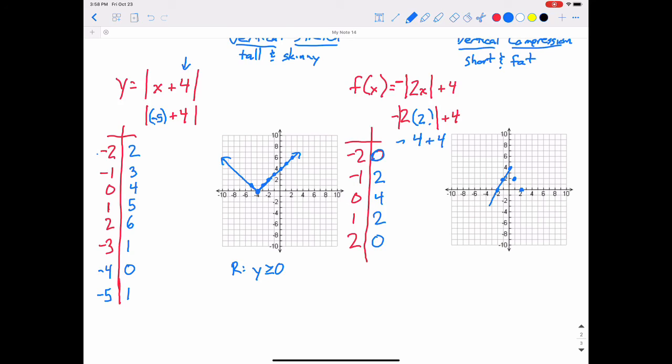So we have the negative that flipped it upside down and gave it a reflection. We have the plus 4 on the outside that moved the vertex point up 4 units. And then we had the multiplying times 2 on the inside of the bars, and that wound up stretching it. So it was a vertical stretch, got shifted up 4 units, and then reflected because of the negative sign.